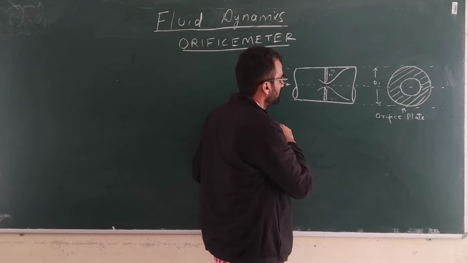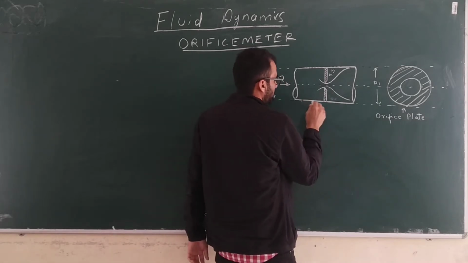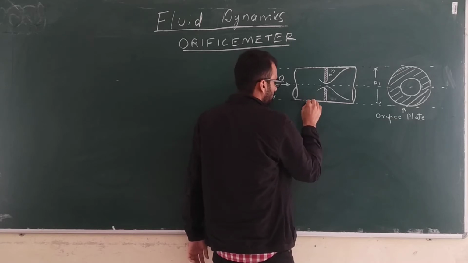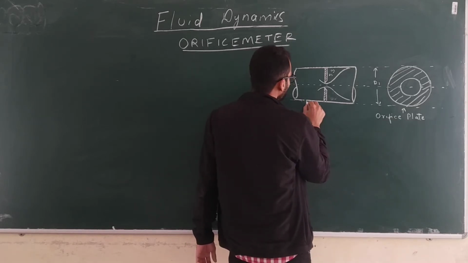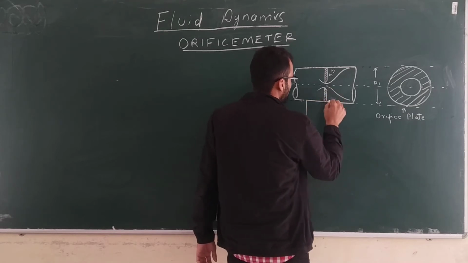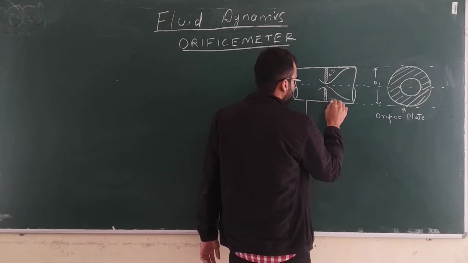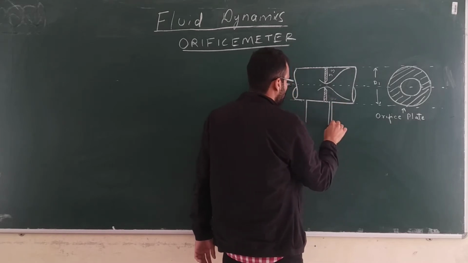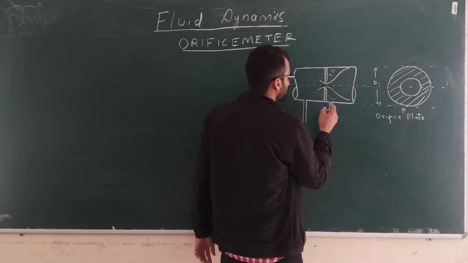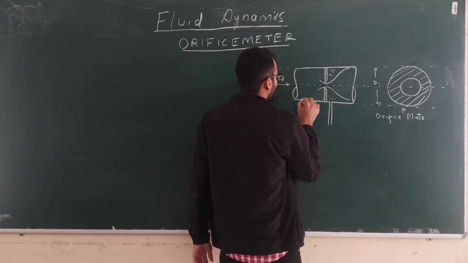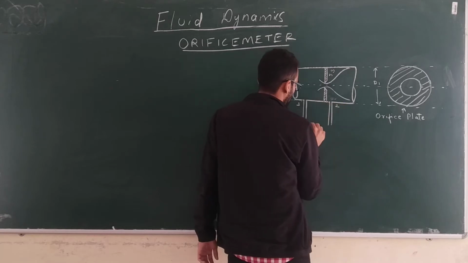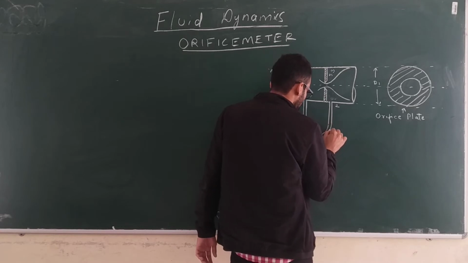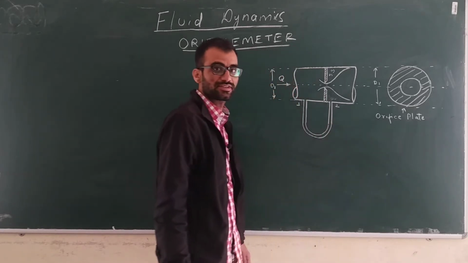So we will use two sections here. Let us say this is section number 1 and this is section number 2. At these two sections, we will attach a differential U-tube manometer.